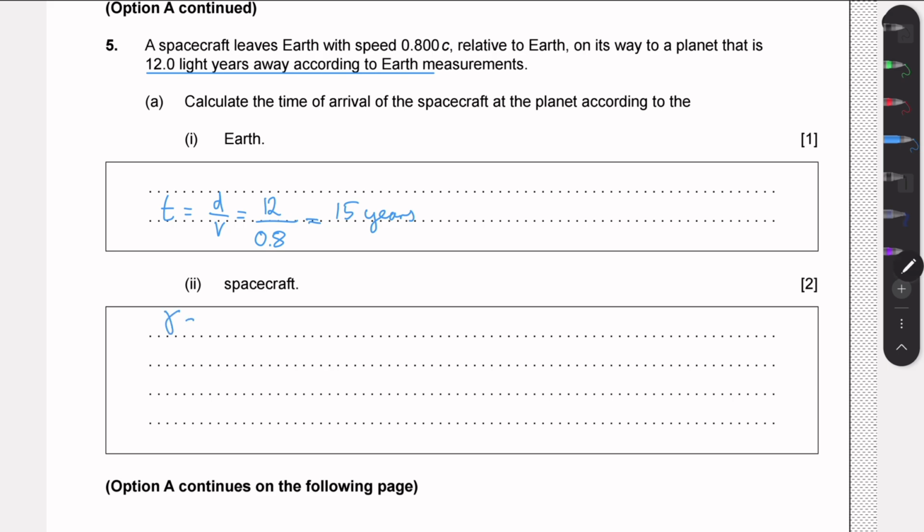So for this we need to first calculate the gamma factor. That's simply 1 over the square root of 1 minus 0.8 squared. This will be 5 over 3. And then we know that time is equal to the proper time divided by the gamma factor. The proper time is what's measured by the Earth observers because they're at rest. And this will have to be divided by 5 over 3. And this will give us 9 years.